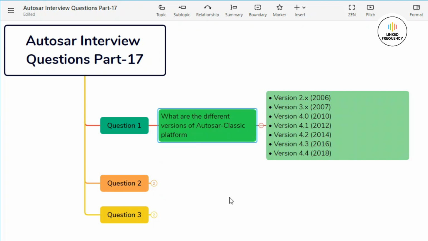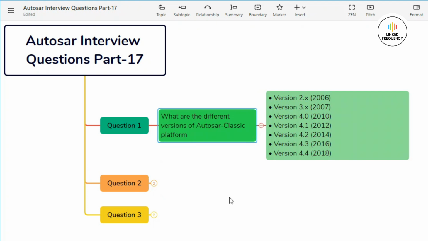It is the early foundation of Autosar. It introduced the basic concepts and standardized software architecture. It also focused on basic system services, communication, and diagnostics. Moving on to version 3.x. It expanded on version 2.x with more detailed specifications. It also included standardized modules for communication such as CAN, LIN, and memory services and diagnostics. It enhanced configurability and modularity of software components.